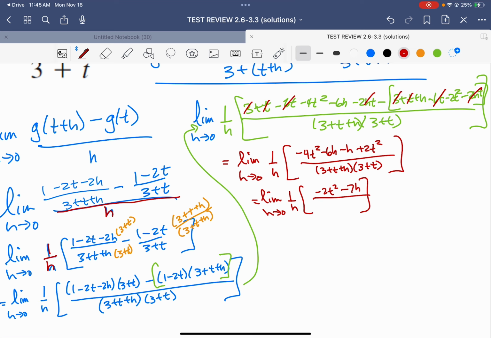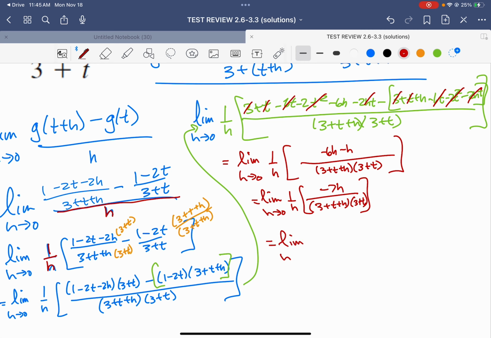So in my terms, 1, 2, 3. The 3 hit everybody and gave me this. The t hit everybody. On this term, this should have been a minus 2t squared. So if I hit that with minus 2t squared, then that means that both of these would cancel out nicely. Okay, so now it's this, which is going to give me negative 7h over 3 plus t plus h and 3 plus t.